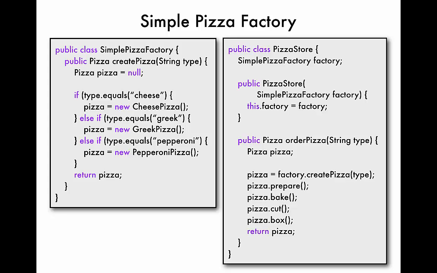The class on the right is a pizza store class. It has a SimplePizzaFactory as a field, and the value of that field is obtained from the constructor. Now that the SimplePizzaFactory is in place, the orderPizza method is significantly simplified. The pizza object is simply obtained by calling factory.createPizza and passing in the type as the argument.